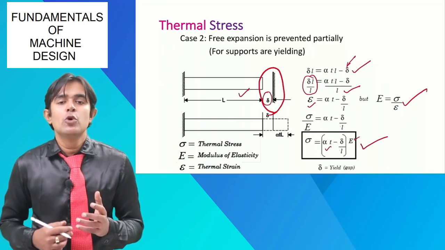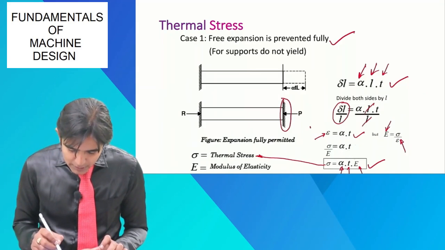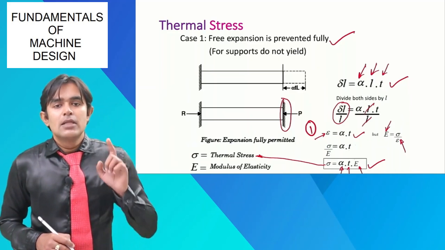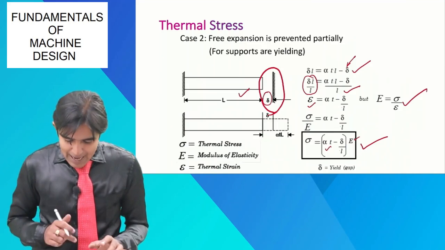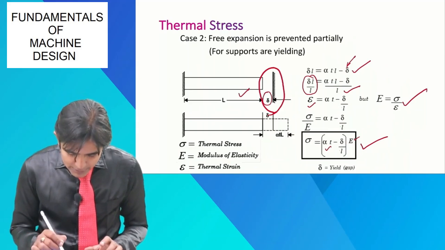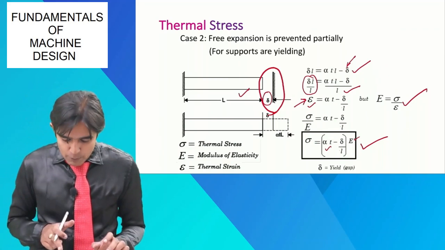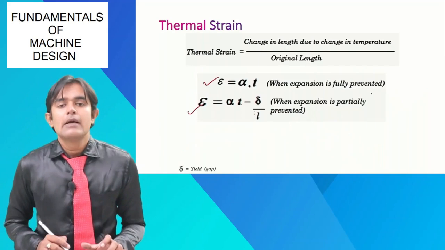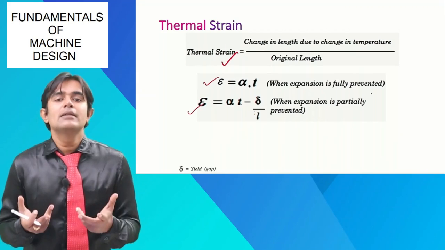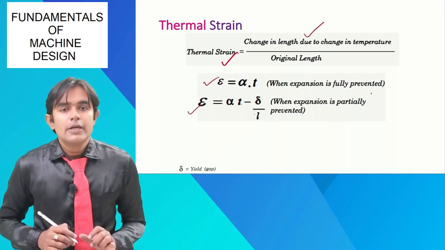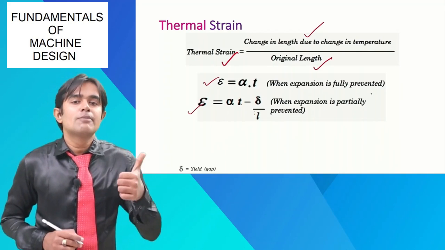While doing this, you would have noticed the formula of thermal strain also. This is the formula for thermal strain when partial permission was not given, when it was fully permitted, and this is the formula for the stress when partial permission was given for the block to move. Both the formulas are written over here, right, when the thermal strain is found out. So I can again define thermal strain as change in length due to change in temperature divided by the original length. So this was the concept of thermal stress.